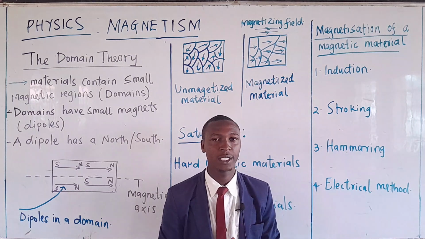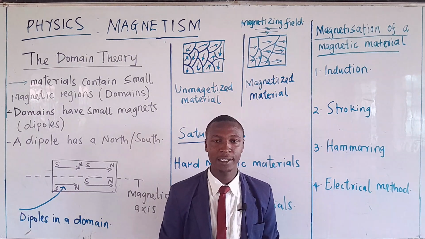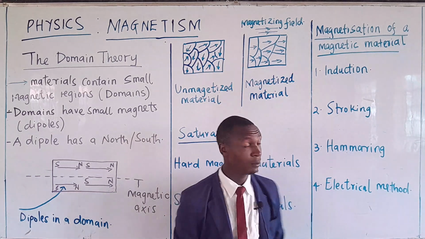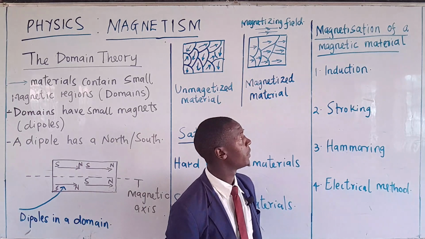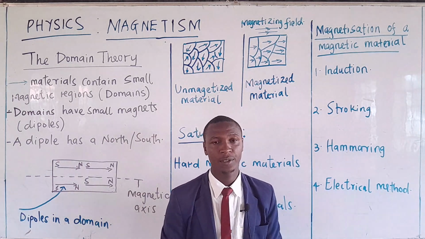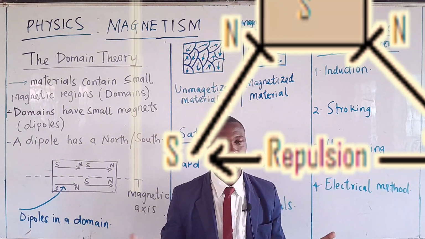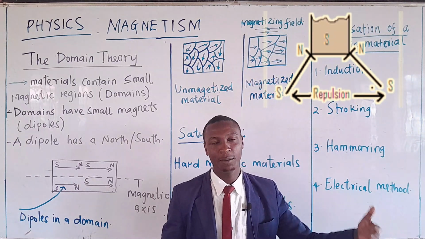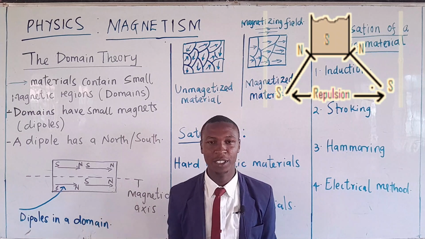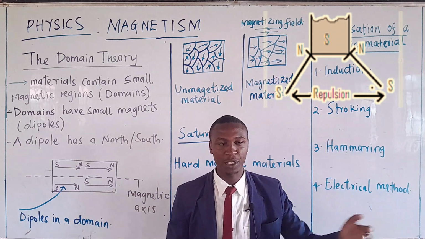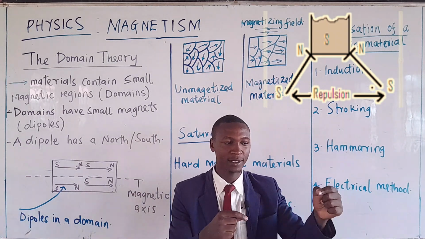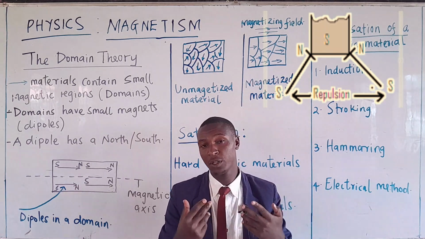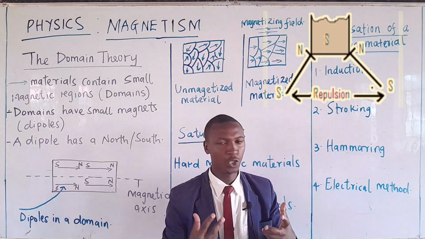We have so many ways in which we can magnetize these materials. We are going to explain each one of them, but for now let's highlight. The first method is known as induction. Induction simply is inducing a magnetic field through a magnetized material. If you use a magnetized material to induce, meaning bringing it closer or just touching it to an object or material that you want to magnetize, it's going to be magnetized.